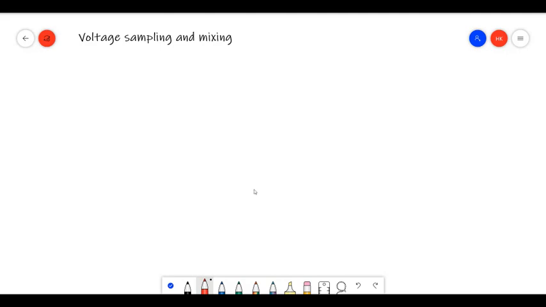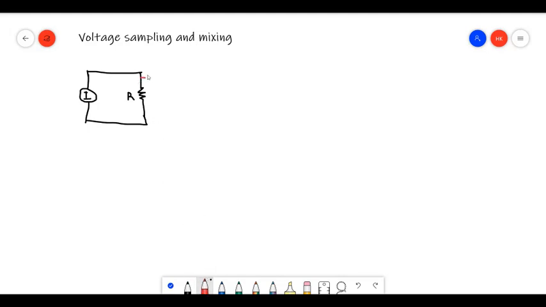Okay guys, so let's take a look at this voltage sampling and mixing, right? Let's say we need to measure a voltage across some resistor. If we want to measure this voltage, what we'll do here is we have to connect a voltmeter.